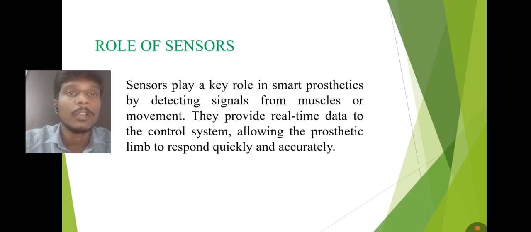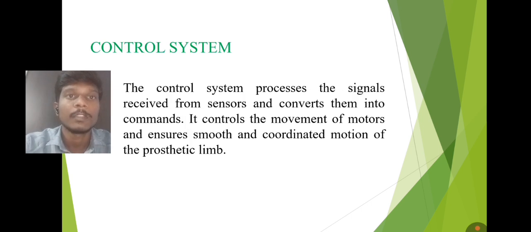Next, role of sensors. The sensors are used to detect the signals that come from the muscle or movements. They provide real-time data to control the system, and also allow the prosthetic limb to respond quickly and accurately. Next, control system. The control system helps to control and give commands to the prosthetic limb.